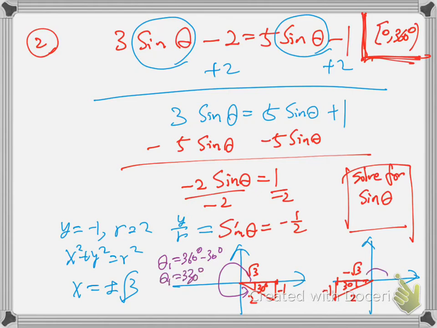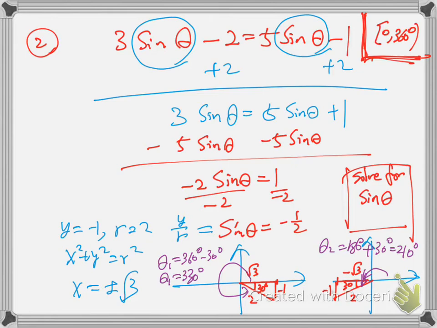Theta 2 is 180 plus 30, right? So it's 210 degrees. Okay, so this is trig equations. This is very similar to the inverse trig. Inverse trig, we only get one answer based on the domain or range. Domain of the trig function, range of the inverse trig function.